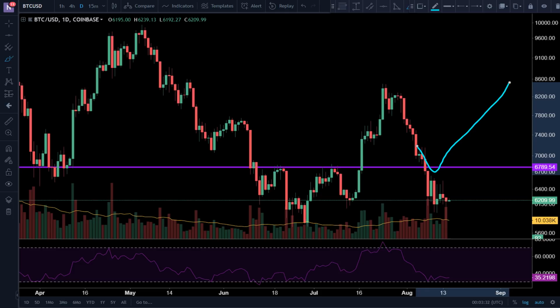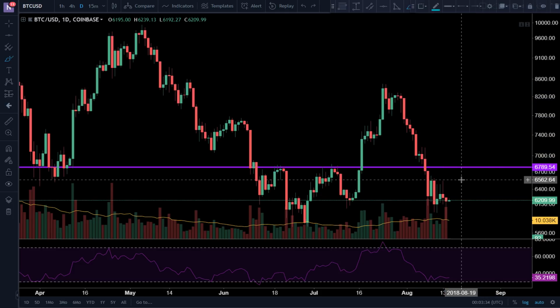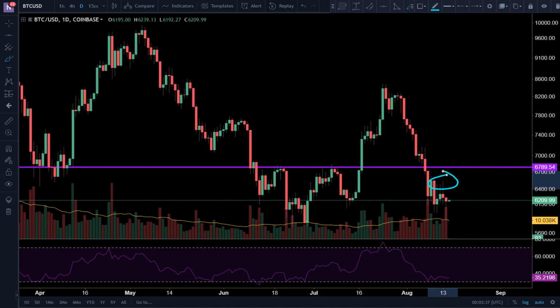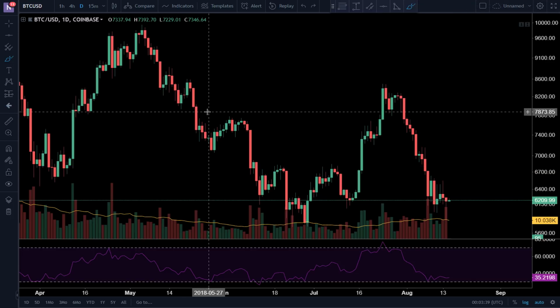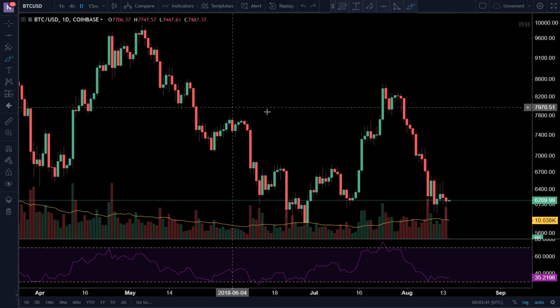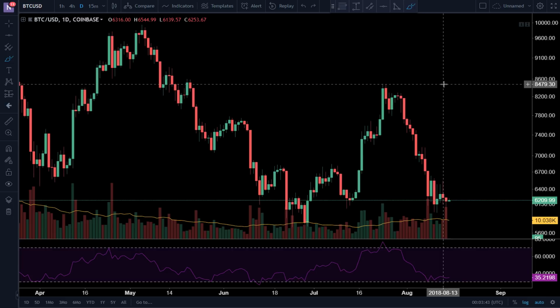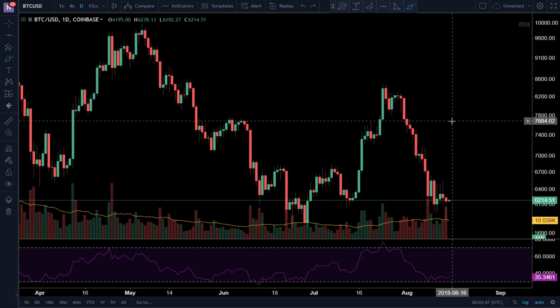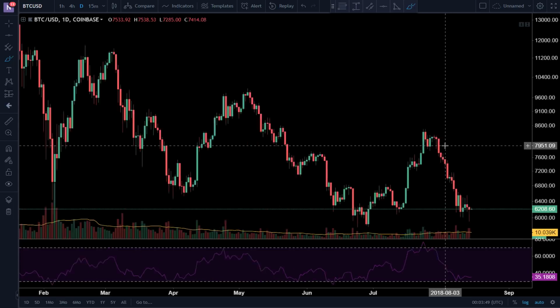The fact that we pulled back this far, okay, and we've already seen wicks up into that 6,800 level, I think we would have to have a pretty strong catalyst to get us straight back over that 8,400. It would have to be a pretty strong catalyst. It's not looking too great for the longs right now as far as the long-term trading goes, okay?